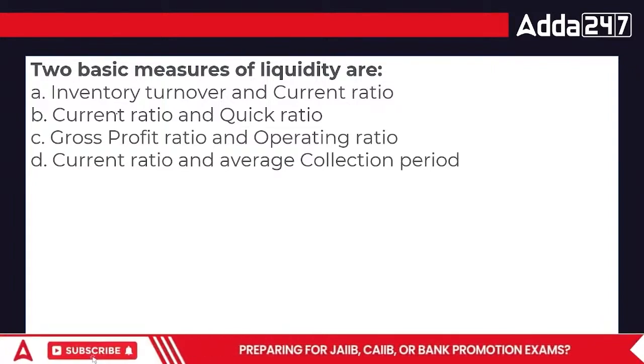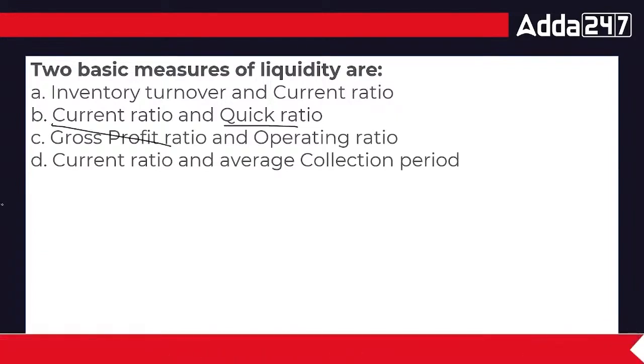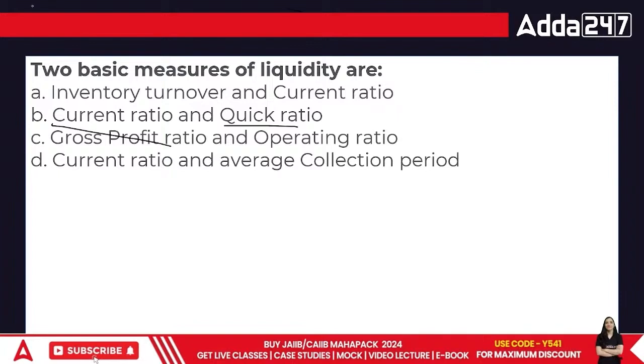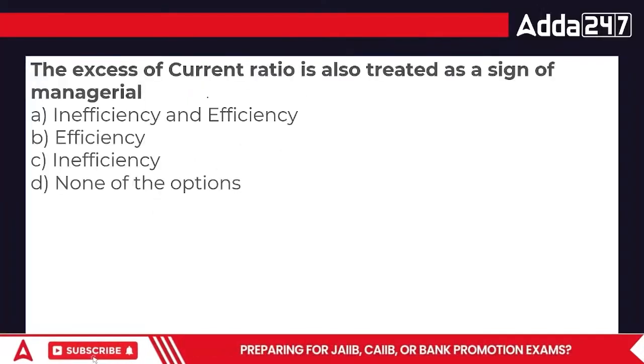So in this case, the correct answer is actually B, everyone, as B is current ratio and quick ratio. So the correct answer is B. The answer is B. Done. So that is current ratio and quick ratio.